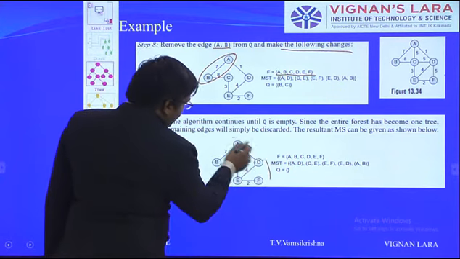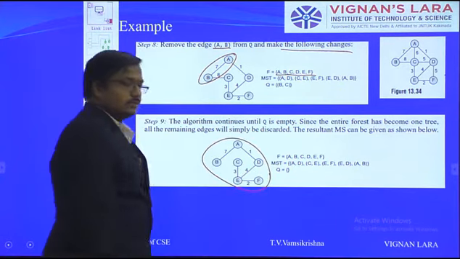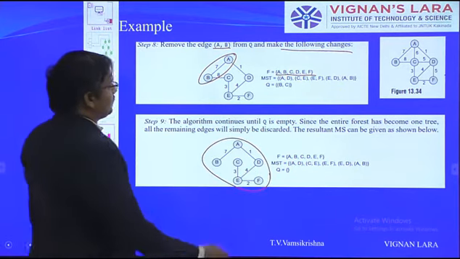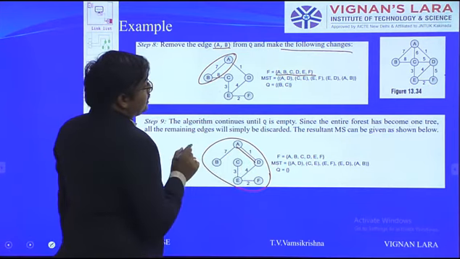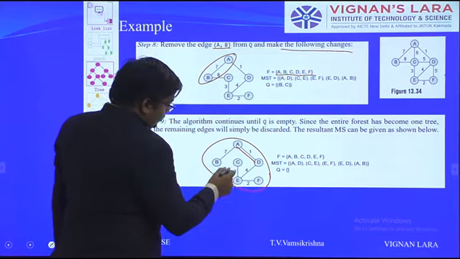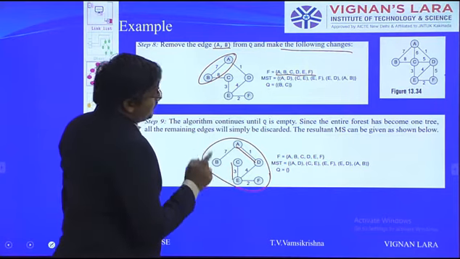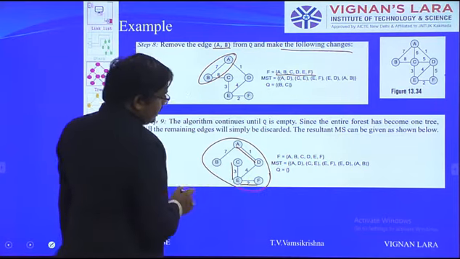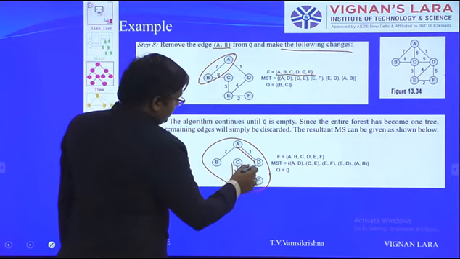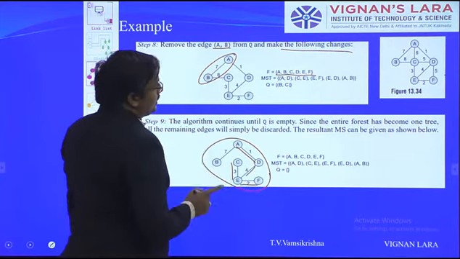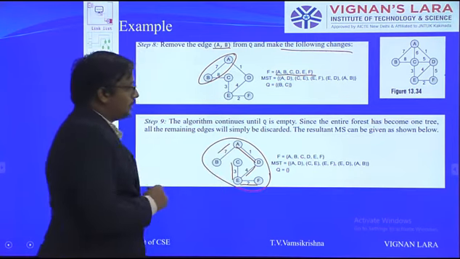So the final minimal spanning tree is this one. First we consider AD, so this one. Next we consider CE, so this one. Next we consider EF, so this one. The next we consider ED, this one. The next we consider AB, so this one.